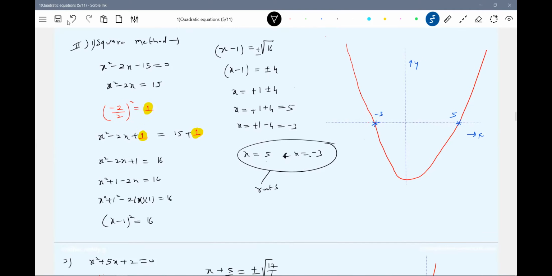Where the curve will intersect the x-axis. So the values of roots will tell the position, or the x-coordinate, of the point of intersection of the curve with the x-axis, or the point where the curve will intersect the x-axis, either way.